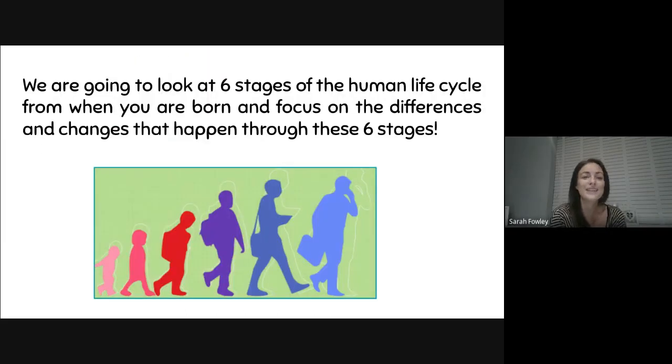So we are going to look at the 6 stages of the human life cycle from when you were born and focus on the differences and changes that happen through these 6 changes. So there are more parts of the human life cycle, but we're focusing on the stages from when you are born. And those are 6 stages that we are going to focus on today.